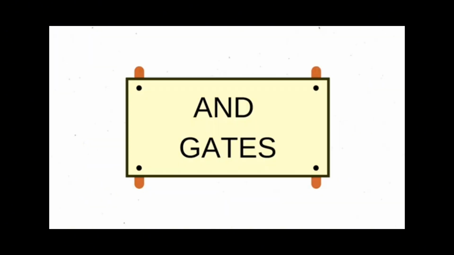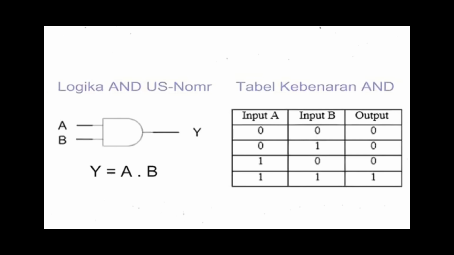AND gate. This logic gate produces an output of value 1 only if all inputs are 1. If any or all of the inputs are 0, then the output is 0.